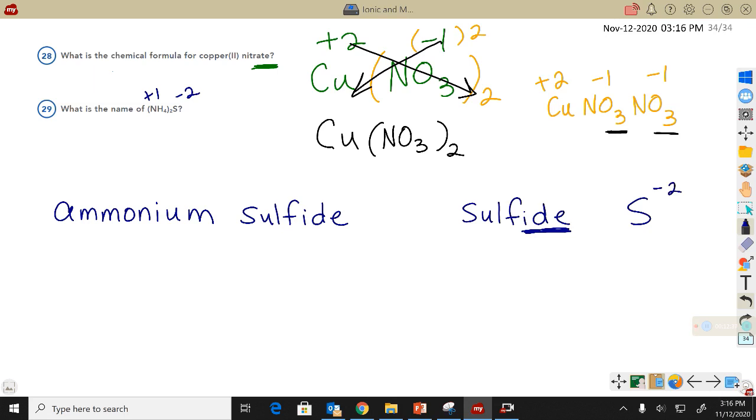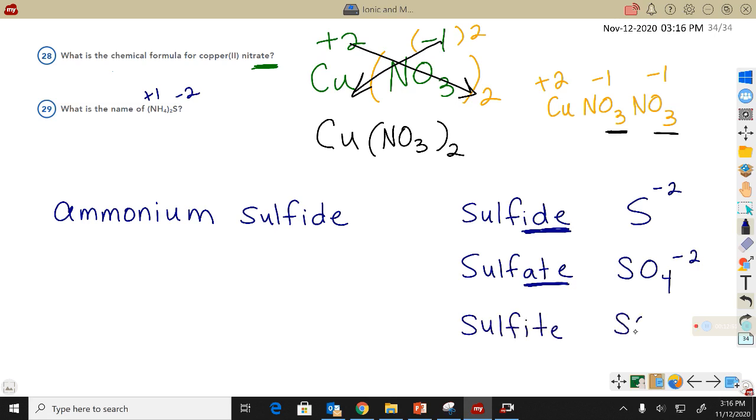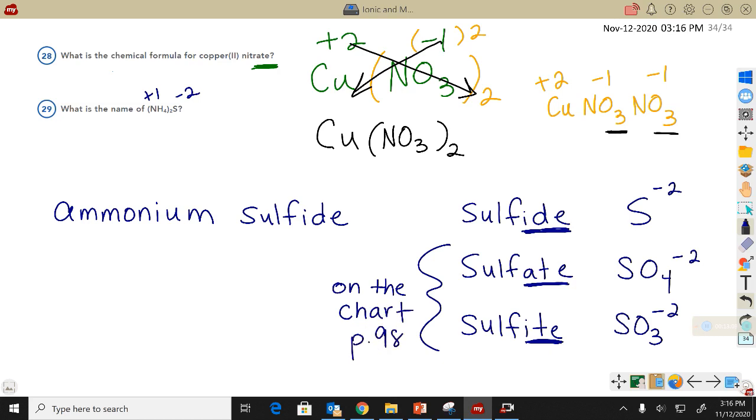Now the other options are the ATEs and ITEs. Sulfate is SO4 -2, and sulfite is SO3 -2. Well, when you see the ATEs and ITEs, those are on the chart. The chart on page 98. The ATEs and ITEs, look them up. You don't have to memorize them. Look them up. But the IDE will just be the regular element on the periodic table.